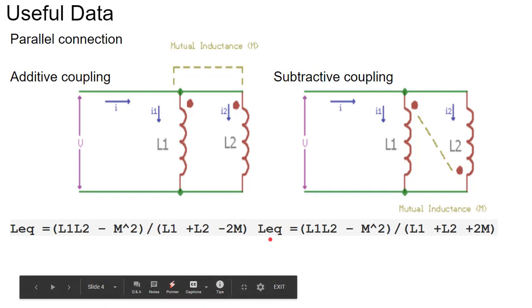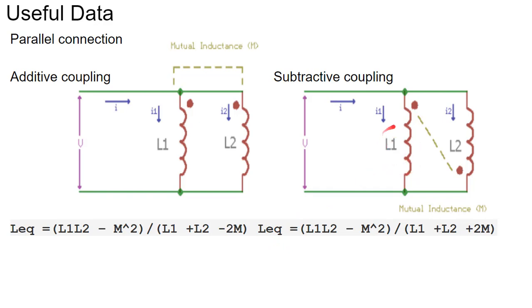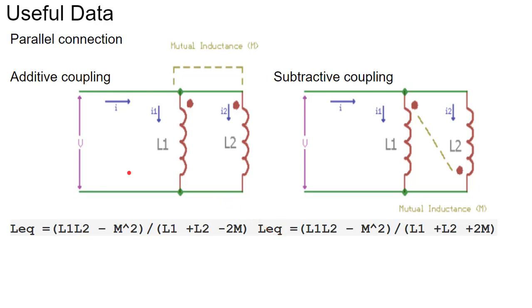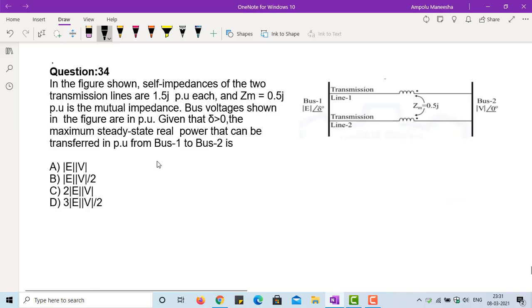If we observe the difference between the two formulas, here mutual coupling is opposing in nature, right? So, the value of inductance should be low as compared to the additive coupling. Since the denominator of the L equivalent is more, the effective inductance will be less in the subtractive coupling as compared to the additive coupling. Let us solve the problem.